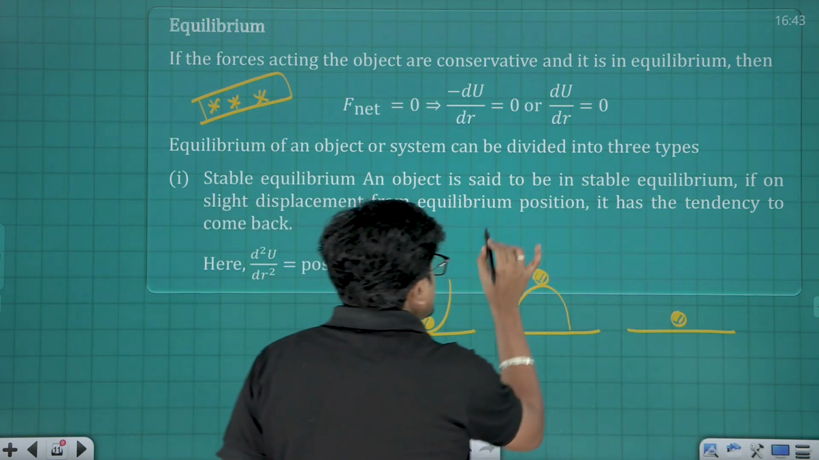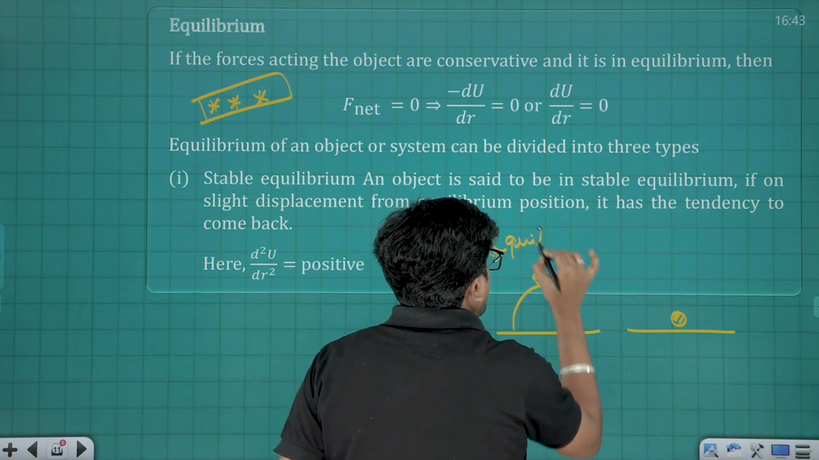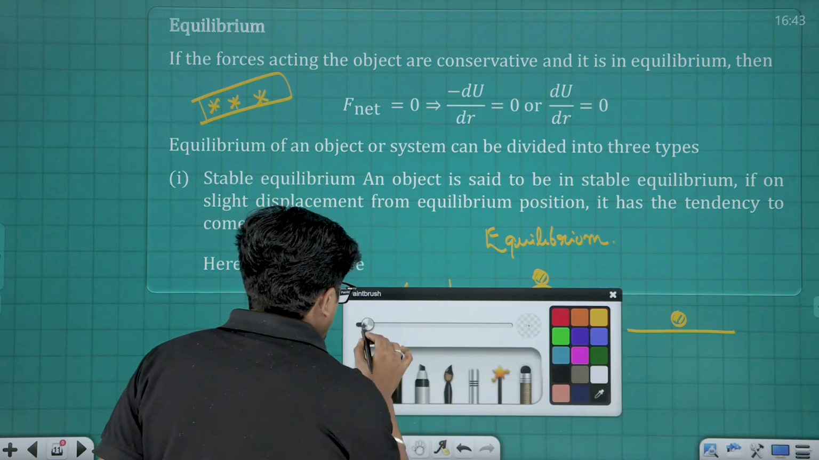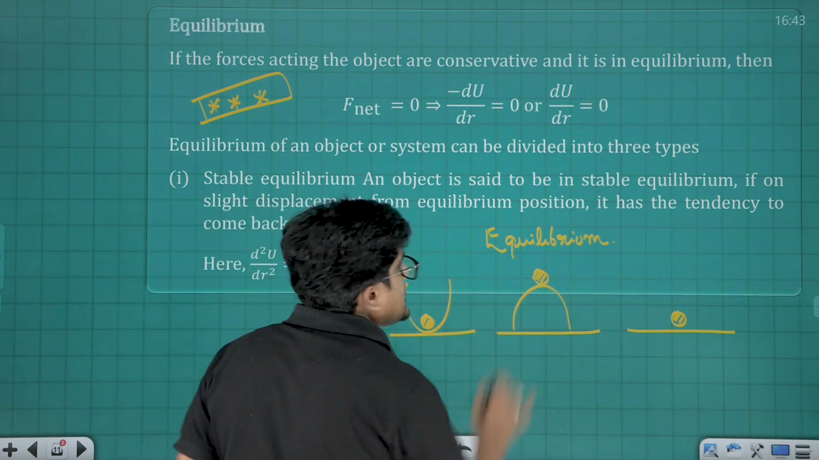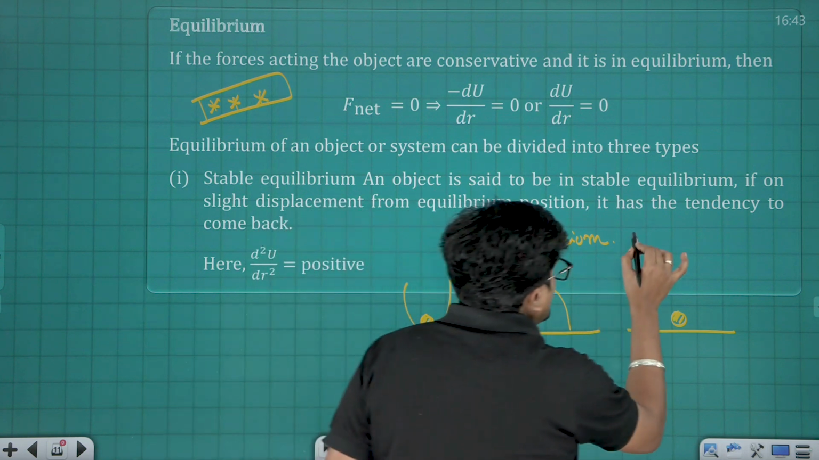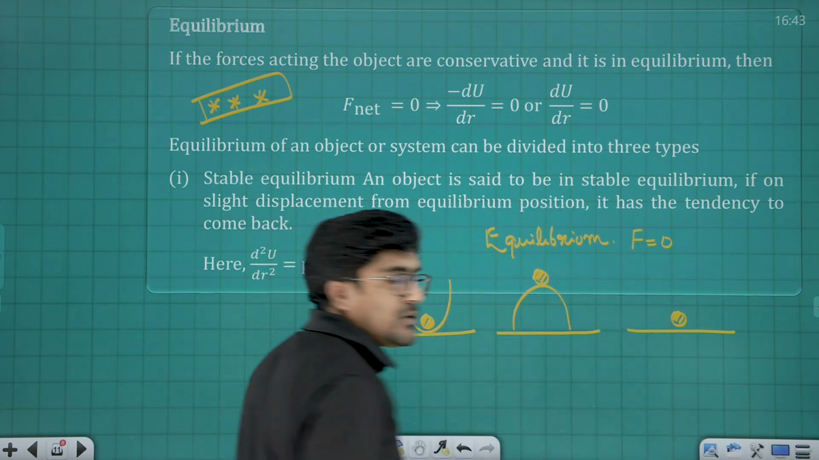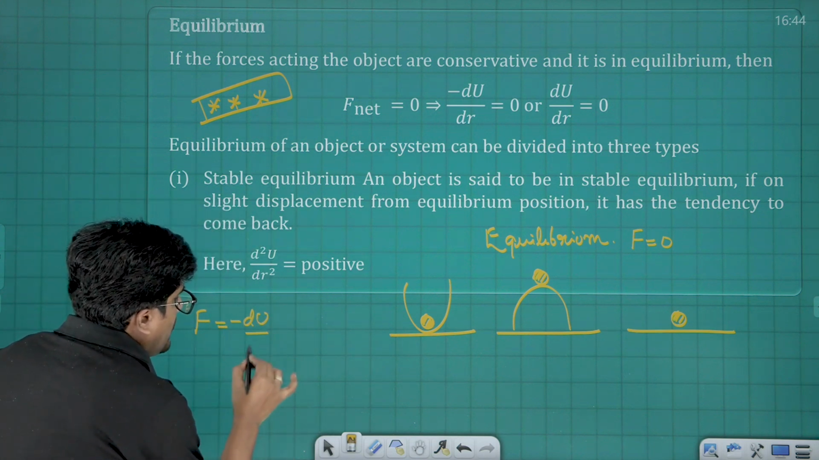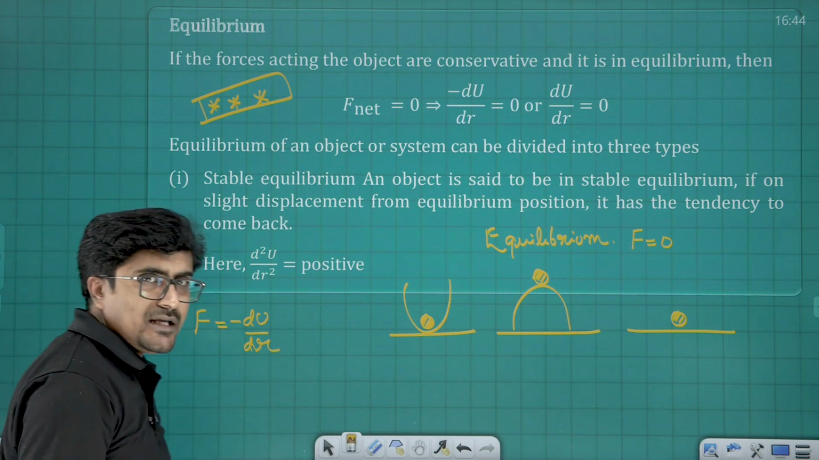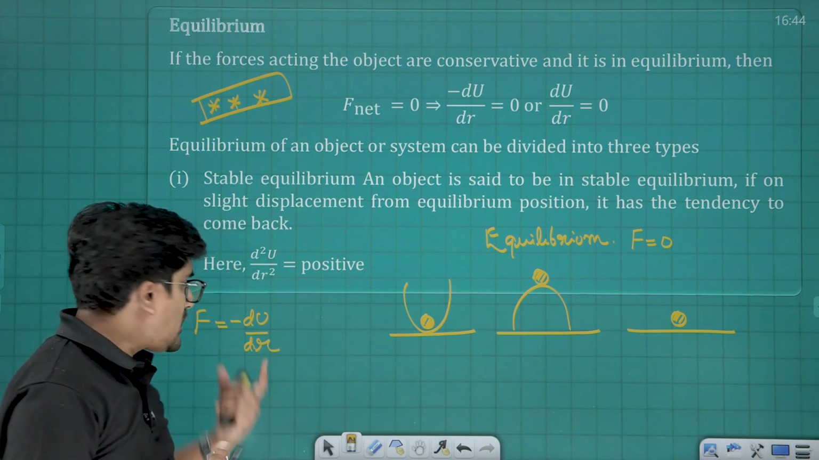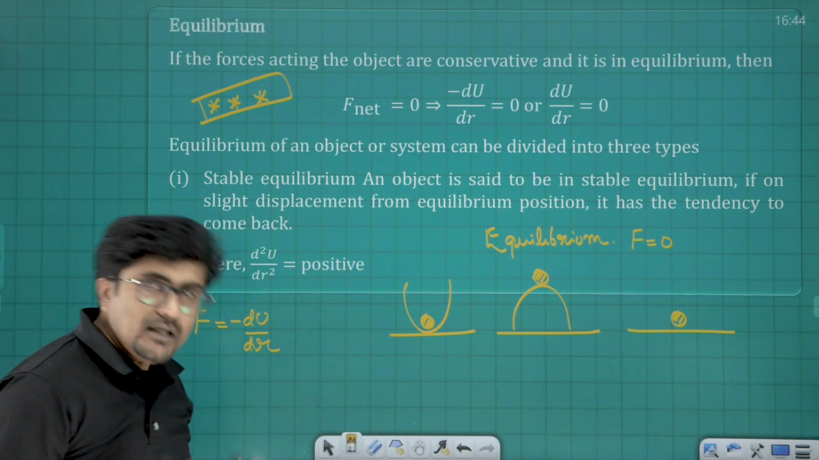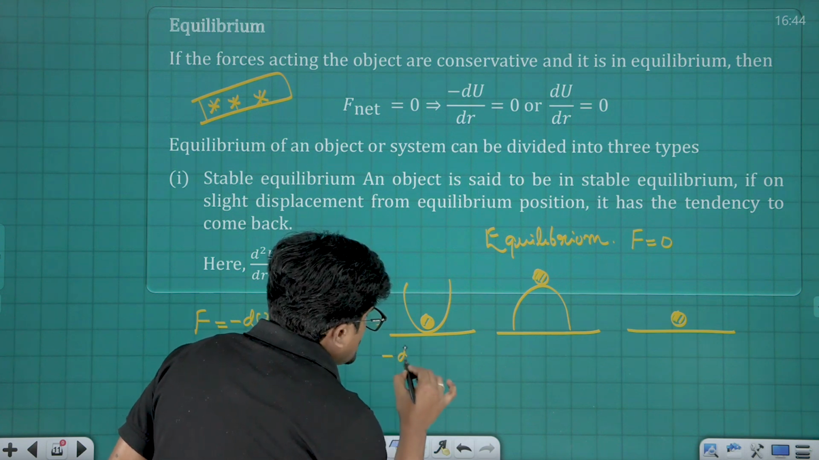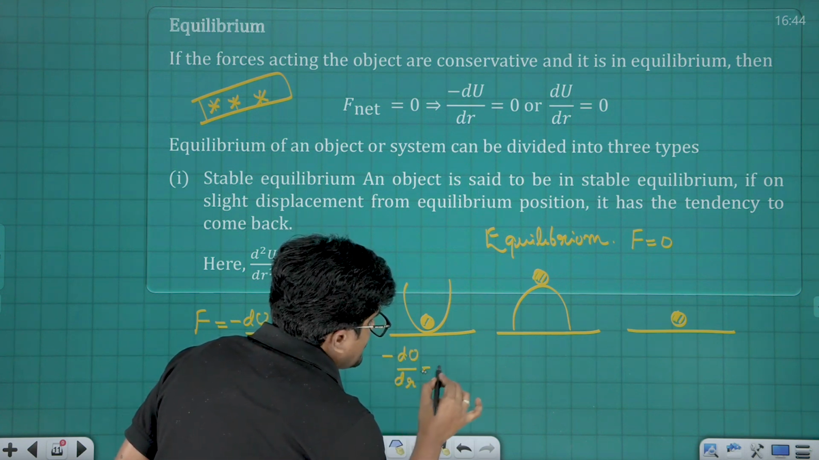I told you we are discussing equilibrium. In the case of equilibrium, definitely the force acting on the body needs to be 0. And we all know that F is equal to minus du by dr, or du by dx if the force is acting along the x axis, or generally we can say minus du by dr. So since F is equal to 0 for all cases, minus du by dr needs to be 0.